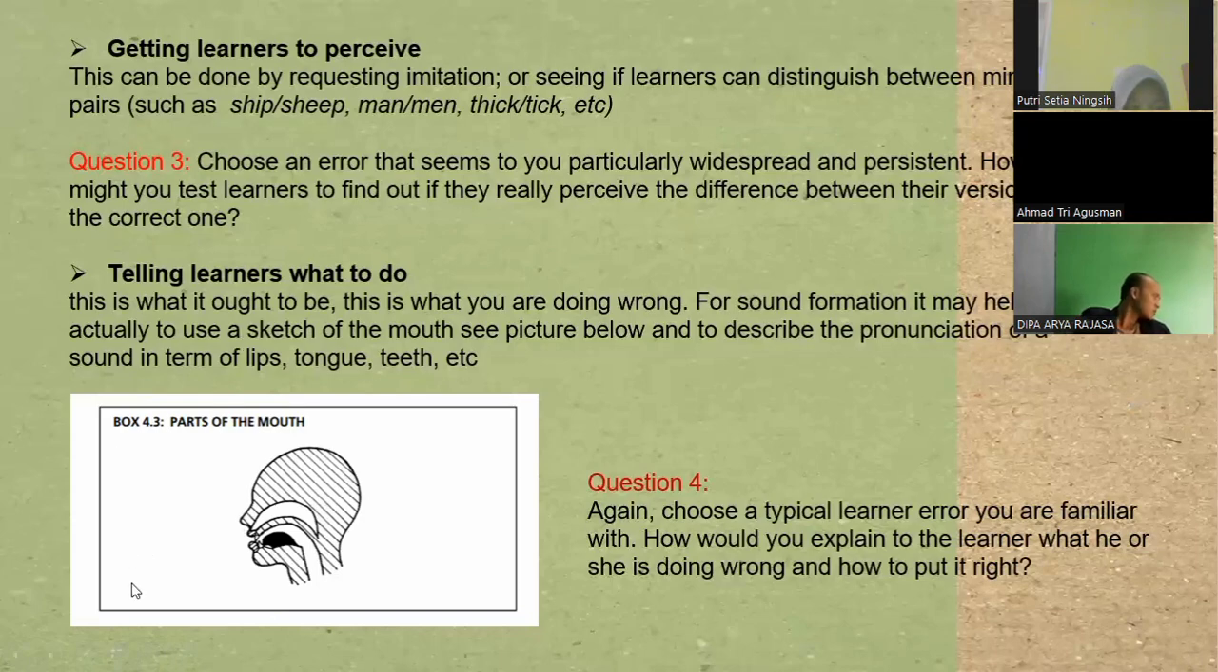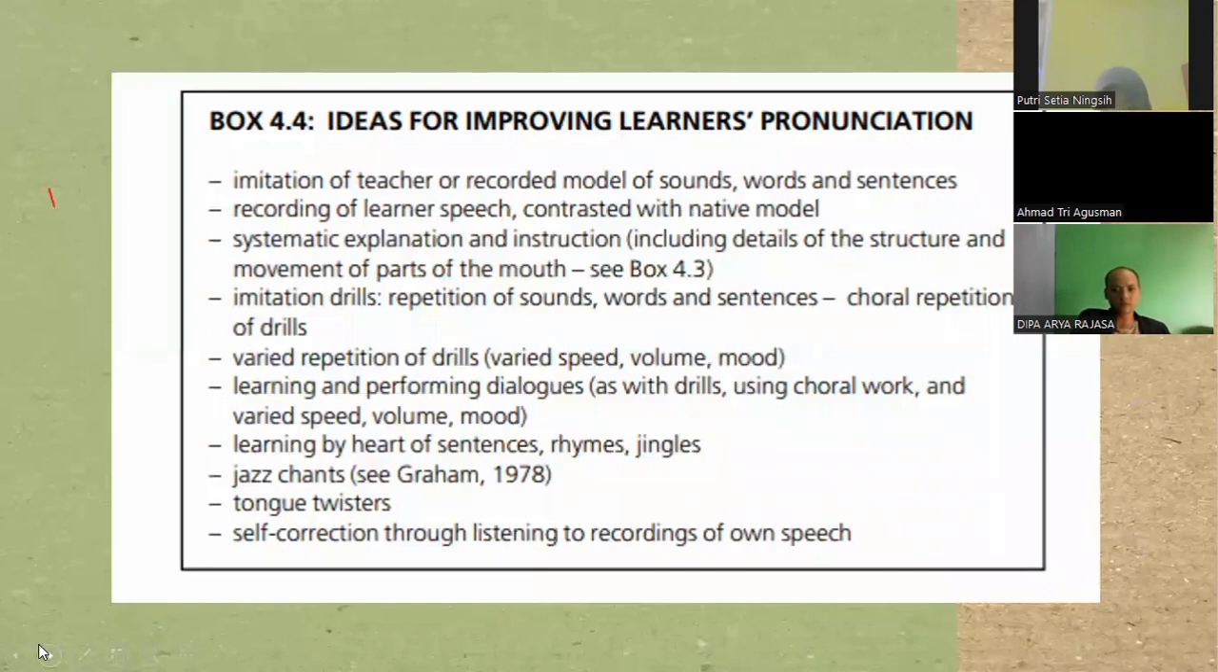And next, see box 4.4, ideas for improving learners' pronunciation. The first, imitation of teacher or recorded models of sounds, words, and sentences. Recording of learner speech contrasted with a native model. Systematic explanation and instruction. Imitation drills, repetition of sounds, words, and sentences, and so on.